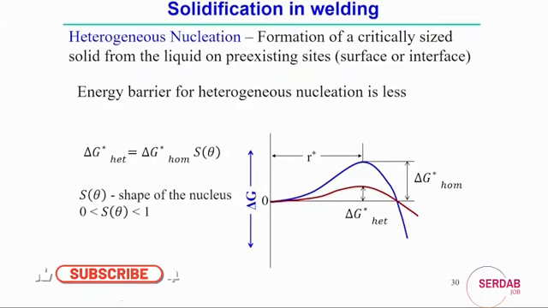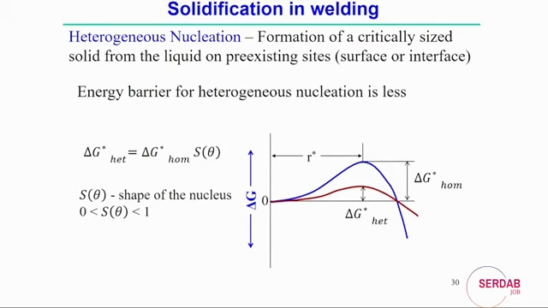Heterogeneous nucleation starts. The driving force may be different compared to the welding process, but in the heterogeneous nucleation process, any kind of inclusion present in the liquid metal, or any interface or any surface, can initiate the nucleation. At this point, the nucleation happens in the heterogeneous nucleation process.